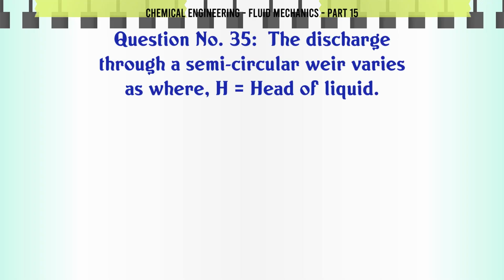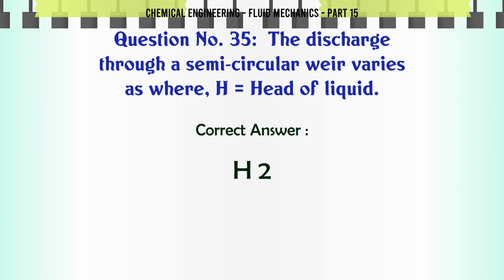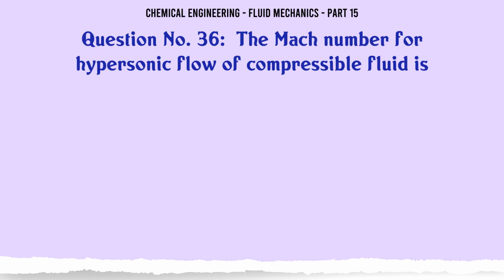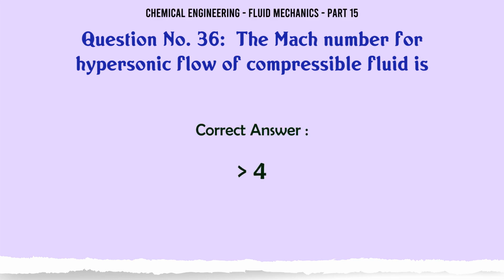The discharge through a semicircular valve varies as H to the power, where H is head of liquid: A. H, B. H^2, C. H^(3/2), D. H^(1/2). The correct answer is H^2. The Mach number for hypersonic flow of compressible fluid is A. 1, B. 1, C. 4, D. 2. The correct answer is 4.